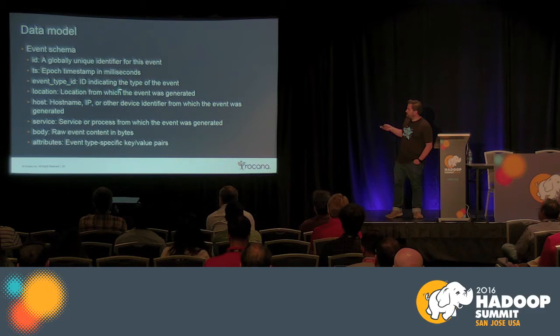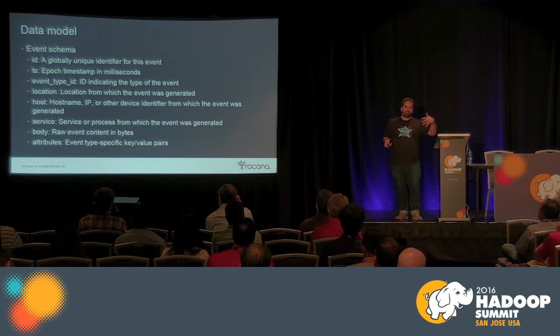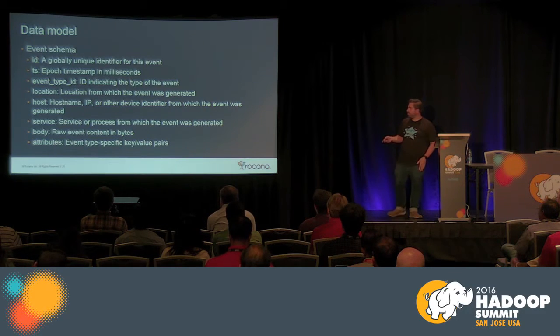Every event has a type ID. That's so that we can apply additional schema information about events without having to change the serialization format. So we've got one Avro schema for everything, but we can make some determinations about what attributes we expect or the format of the body of an event.